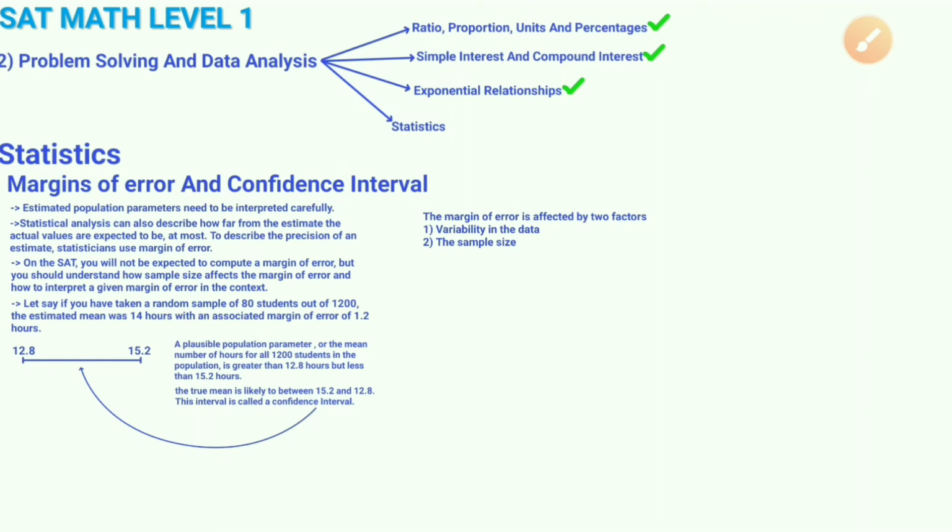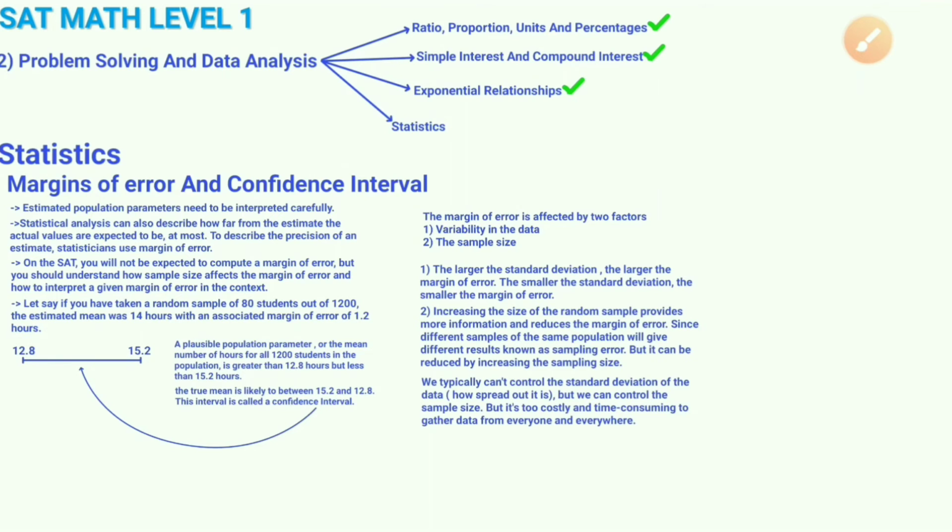The margin of error is affected by two factors: variability in the data and the sample size. The larger the standard deviation, the larger the margin of error. The smaller the standard deviation, the smaller the margin of error. Increasing the size of the random sample provides more information and reduces the margin of error, since different samples of the same population will give different results, known as sampling error, but it can be reduced by increasing the sample size. We typically can't control the standard deviation of the data, how spread out it is, but we can control the sample size. But it's too costly and time consuming to gather data from everyone and everywhere. That's why.